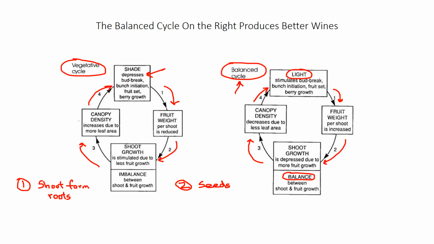It's advantageous for the vine to have seeds in grapes that are very attractive to birds. So we want the grapes that are sweet, the acid's low, the flavors are ideal.